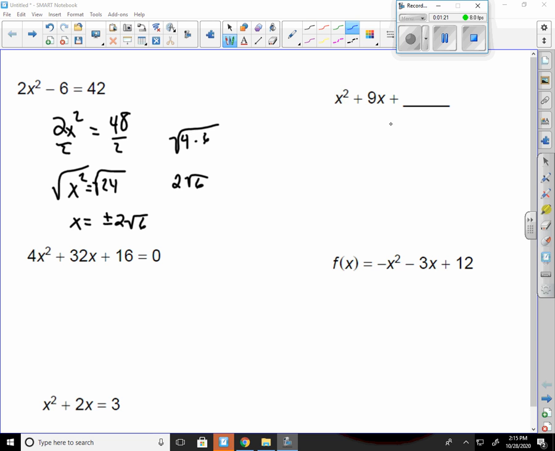This next one is going to want us to complete the square. So we take our middle number, the 9x, or the 9, divide it by 2, and square it. Nine divided by 2, we're not even going to actually do that. We're just going to square it. It's going to give me 81 over 4. And then if they had wanted us to write it, it would be x plus 9 halves squared. That's the binomial squared version.